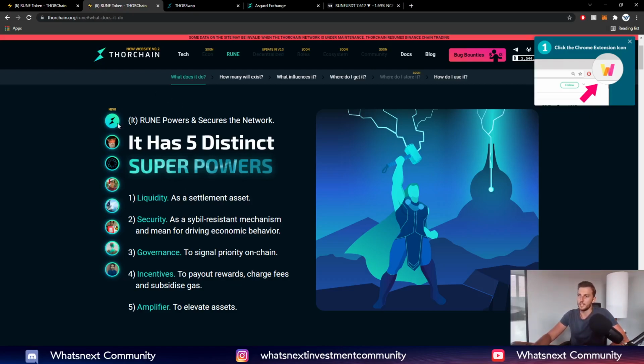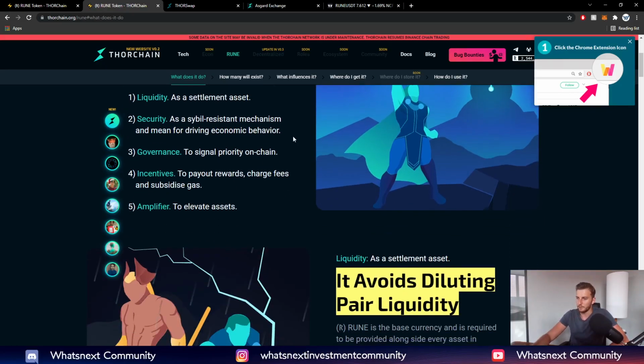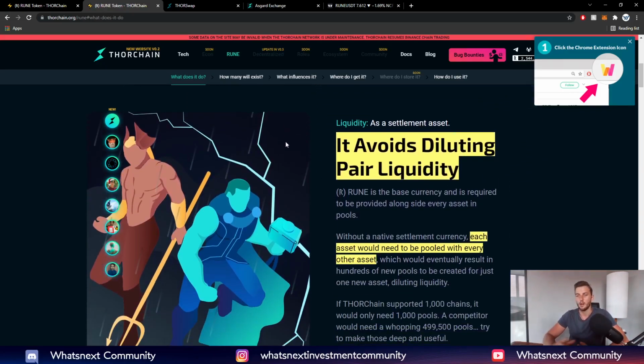So in here it says there are 5 distinct superpowers: liquidity, security, governance, incentives, and amplifier. Okay, so now let's have a look right here. So in order to solve the liquidity issues, we have assets being paired against RUNE. RUNE is the base currency and it's required to be provided alongside every asset in the pools.